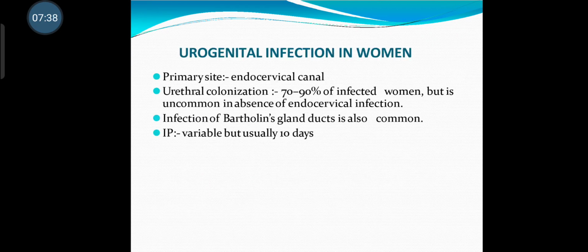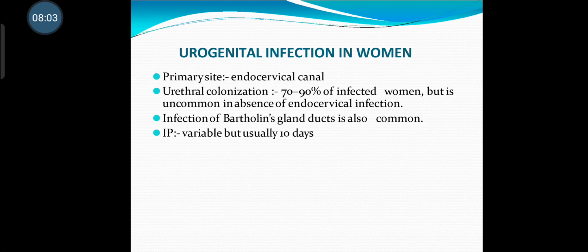Urogenital infection in women. So there are several sites which are involved. First is the endocervical canal, that is the canal of the cervix, and the urethral area, causing urethral colonization. 70 to 90% of infected women are in this category.